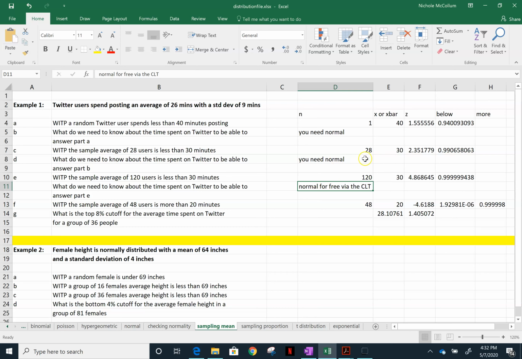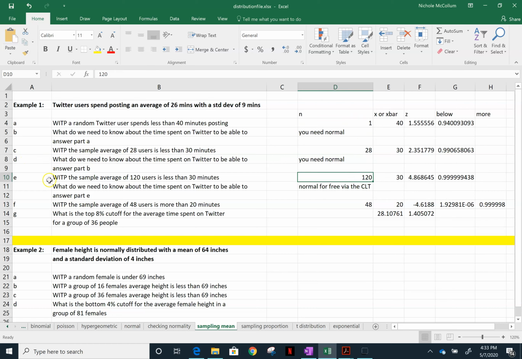If it's under 30 and you are stuck with under 30, like groups of 28, then you need to show me that groups of 28 are roughly normal. How do you do that? You collect data on groups of 28, and then you would watch my video on checking normality and check out the ways you could check for normality in sets. Same thing with a random user. But again, if you're over 30, you get normal for free.